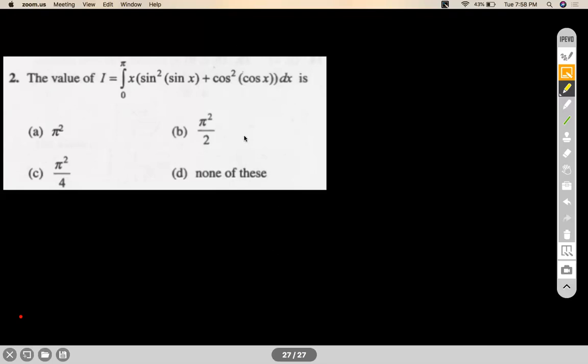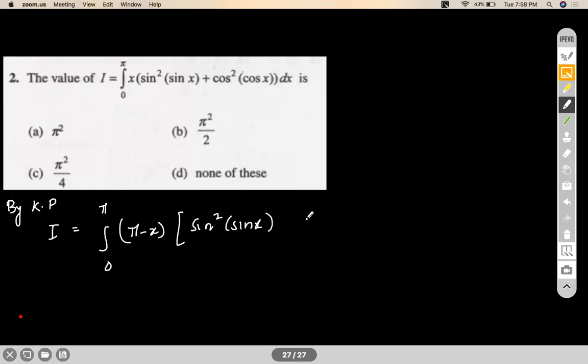Most of you have gone with option B as the right option. Okay, let's check whether B was correct. So first of all, again, if you apply King's property, x will become pi minus x. This will become sine square sine x and cos square cos x.